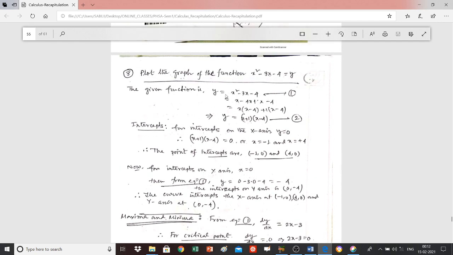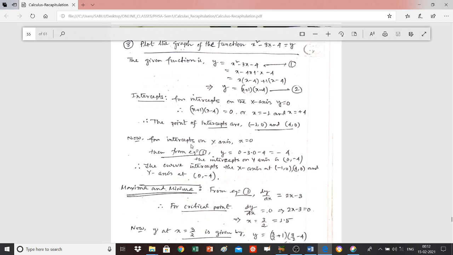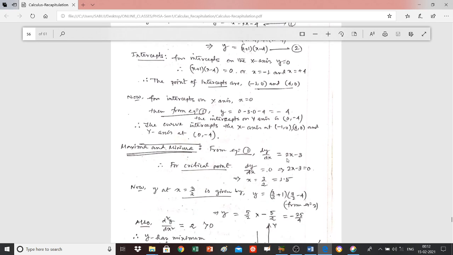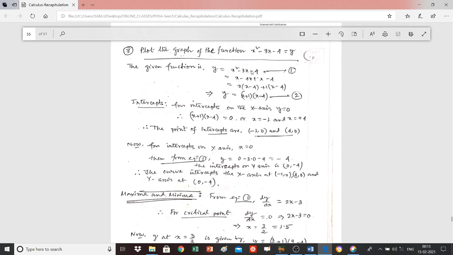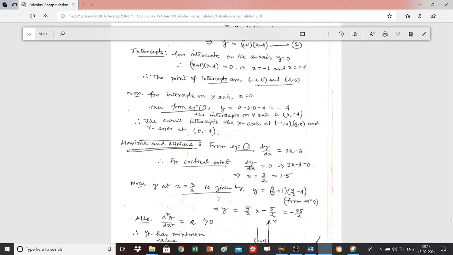Equation number 1 is y is equal to x square minus 3x minus 4. From here you can calculate dy by dx as 2x minus 3, and for critical point you know that dy by dx is equal to 0, and from here 2x minus 3 is 0, or x is equal to 3 by 2, that means 1.5. So y at x is equal to 3 by 2, you have to find out the value of y by using the expression x square minus 3x minus 4. So that is done here.